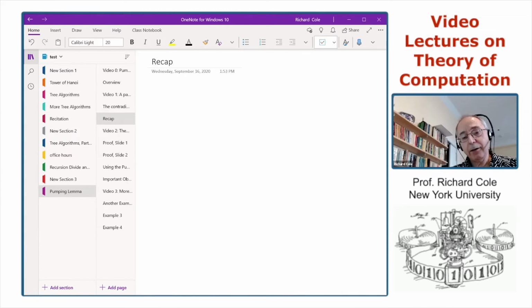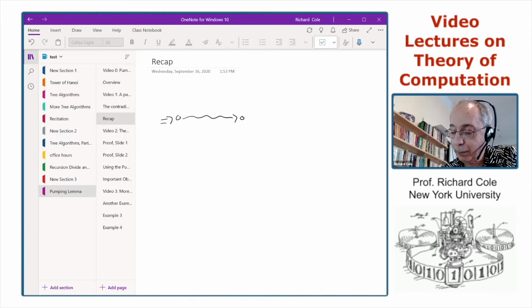Okay, so let me summarize what was going on. The key to our argument was to show that we had a string and the path that it caused us to follow in the DFA has a loop in it.